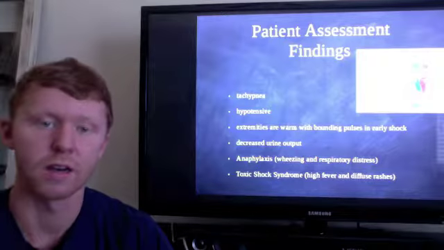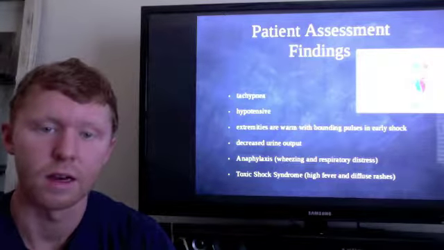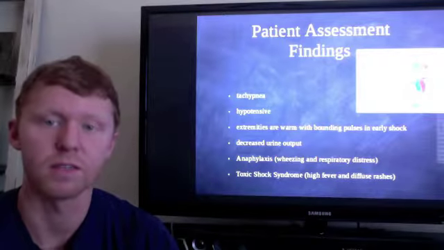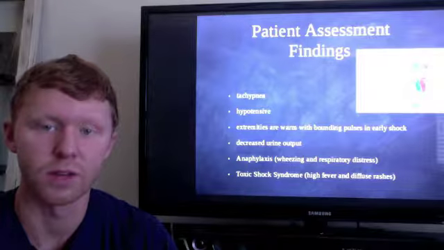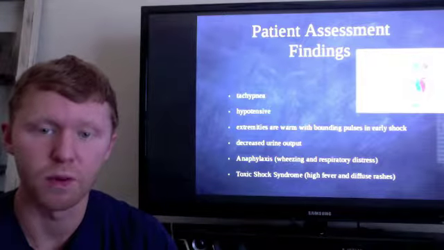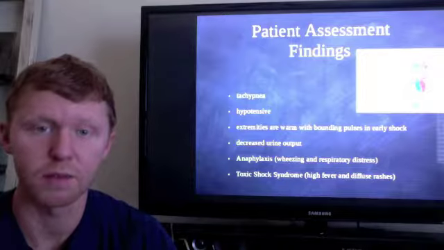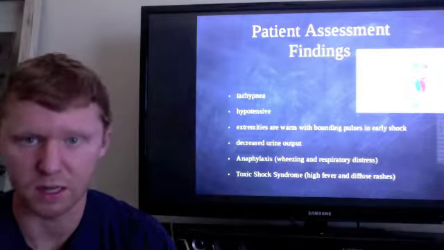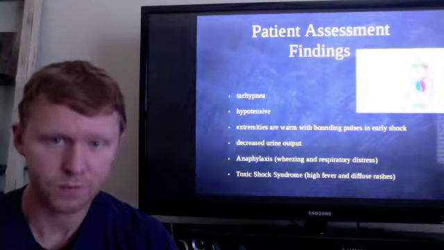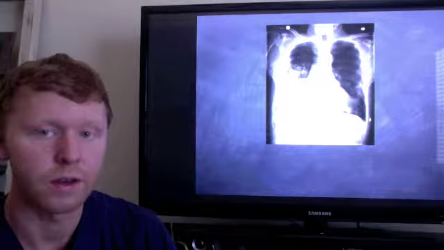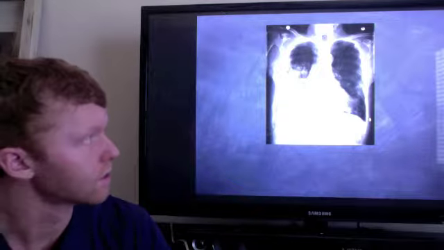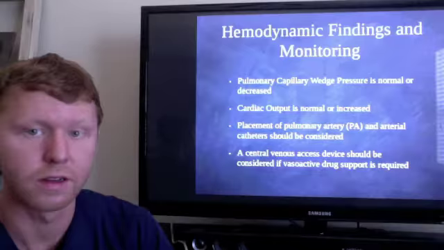The patient will present a high respiratory rate, usually above 20. They'll be hypotensive, so they'll have a systolic pressure below 90. Their extremities will be warm with bounding pulses in early shock. So this is completely opposite to cardiogenic shock, which is a cold shock. This patient is presenting a warm shock. This x-ray right here is of an 8-year-old boy who had pneumonia and developed distributive shock from the pneumonia.